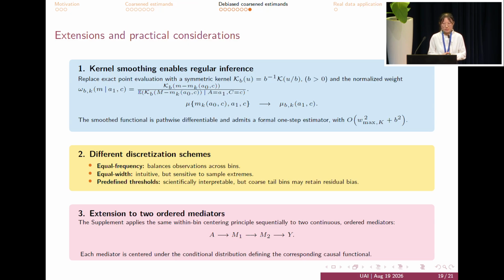We also have some extensions in our paper. I just go through them quickly. The first one is we can replace the exact point evaluation using some smooth kernel, then the debiased functional is pathwise differentiable, and we can have the following one-step estimator. And second, we also try to evaluate the estimator on different discretization schemes, like equal frequency, equal width, and predefined thresholds. And the third one, we also extend our work to two other mediators using the same centering strategy.